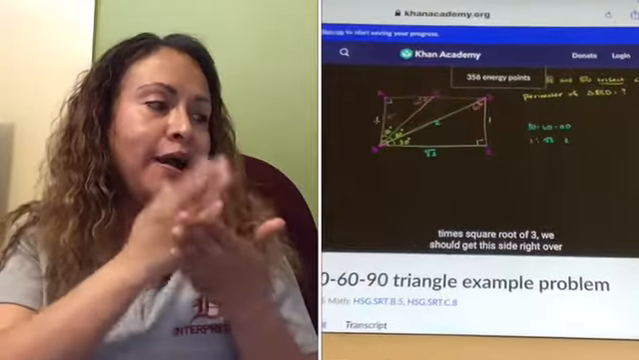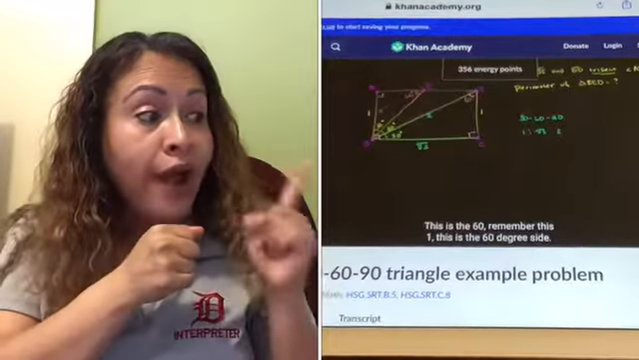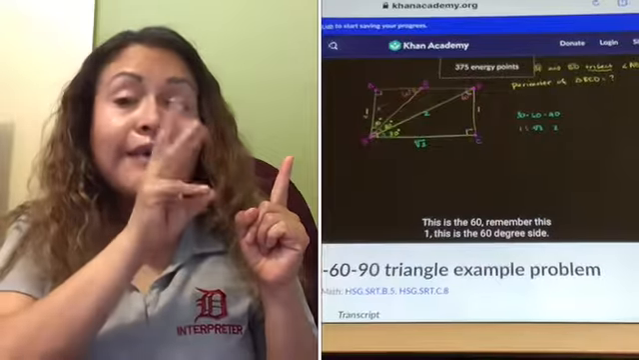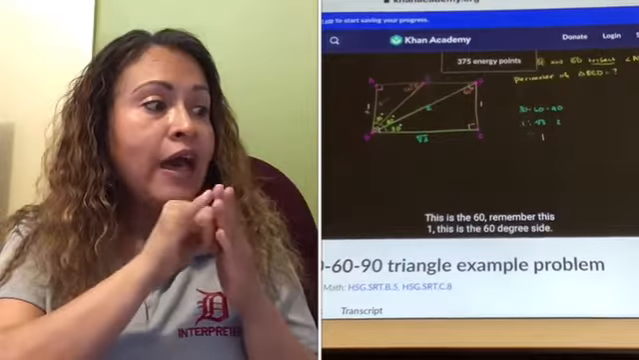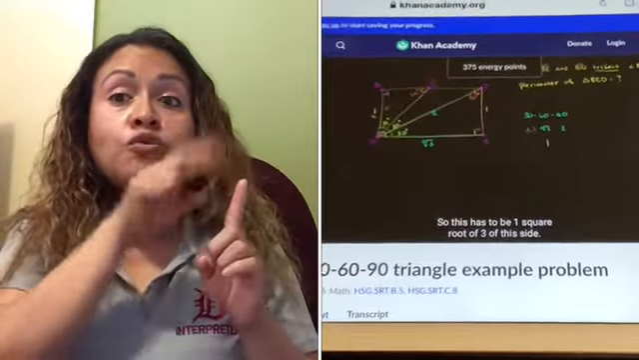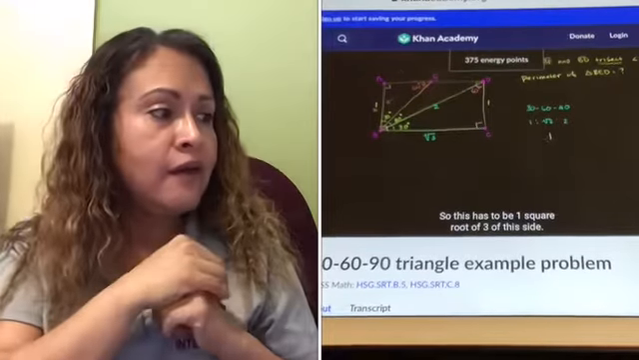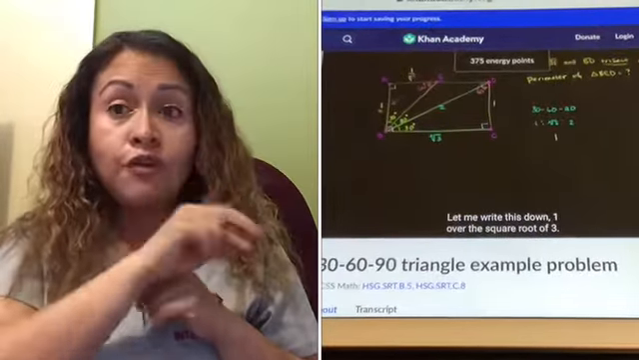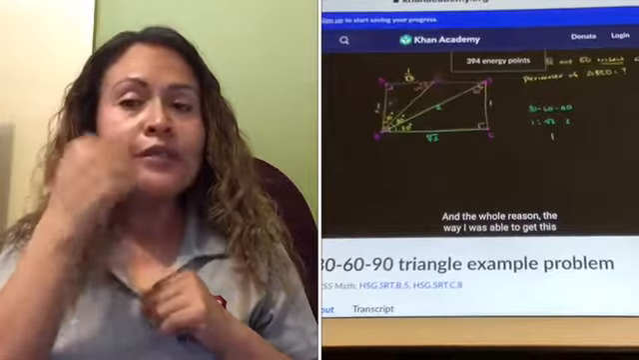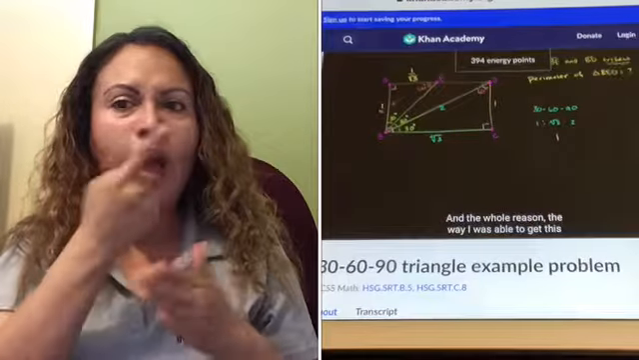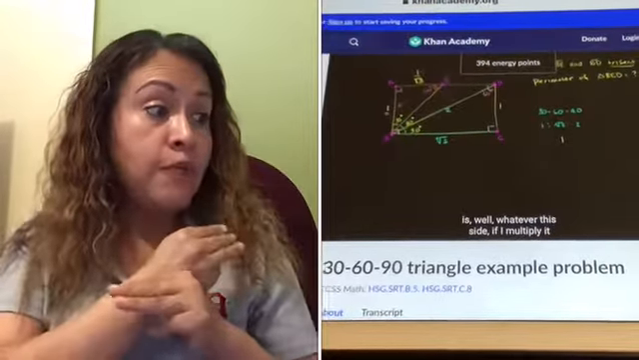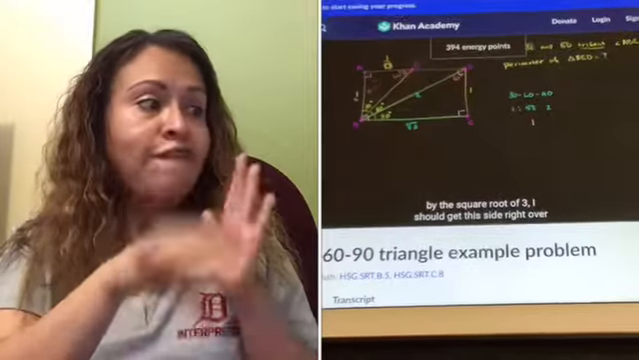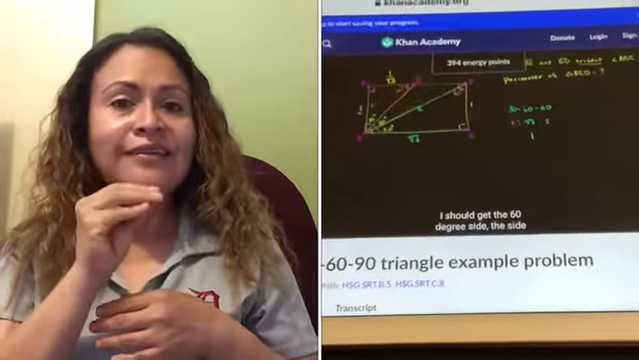This is the 60-degree side. So this has to be 1 times the square root of 3 of this side. Let me write this down, 1 over the square root of 3. And the whole reason I was able to get this is, whatever this side is, if I multiply it by the square root of 3, I should get this side right over here, the 60-degree side, the side opposite the 60-degree angle.